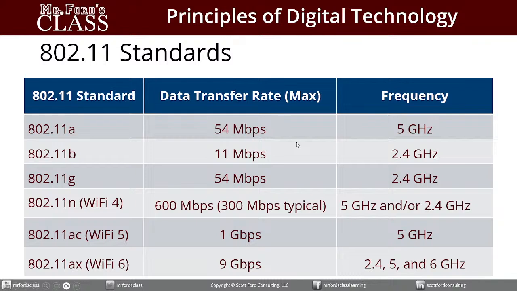So here is a quick summary that you might want to pause and take a picture of, but you can see how much faster things have gotten, right? So we talked about 11. G came out, it was a lot faster than B. N came out, which was much faster than G. So you can see this was a huge improvement over even our G connections. So now we can actually have streaming media.